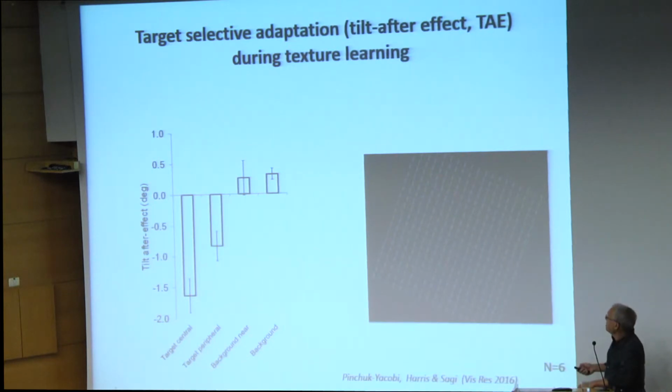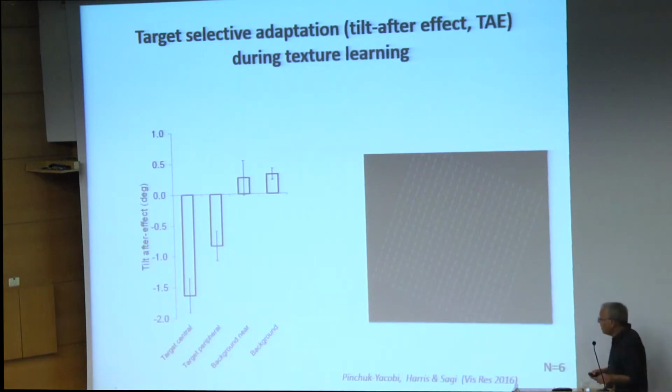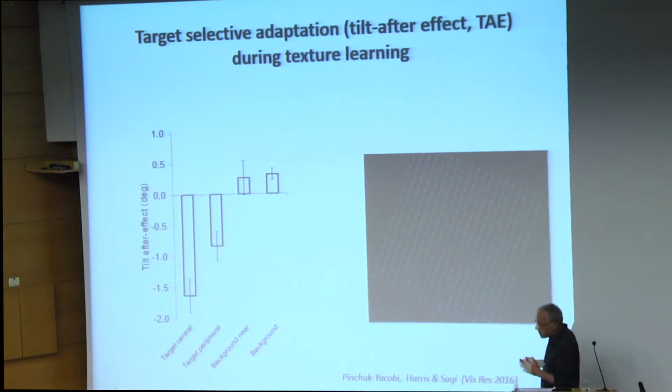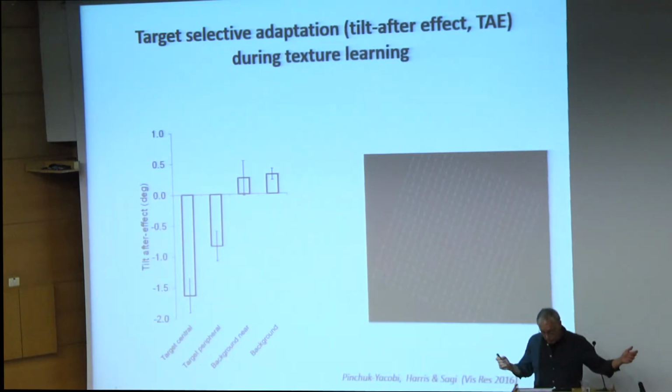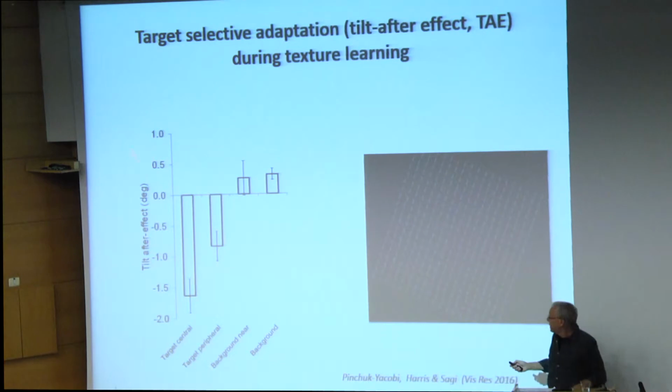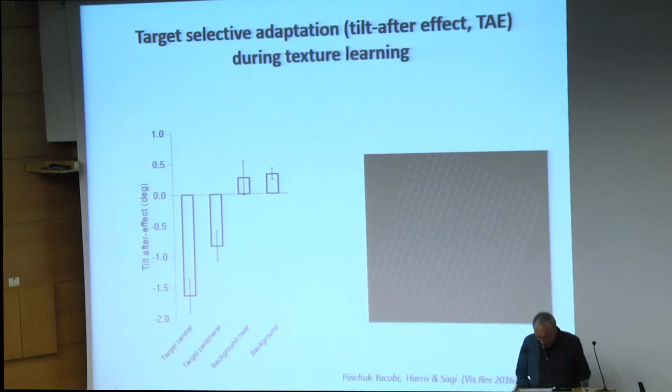And maybe the most interesting location is the one corresponding to the side of the target, to this element. Because the target is switching orientation all the time, this location is exposed half of the time to the target element, half of the time to a background element. So on average, you do not expect a tilt after effect, because these 2 orientations, the background and the target, are balanced. One takes you one way, the other takes you another way, but still you get a strong, significant tilt after effect, as if you adapt to the target orientation.